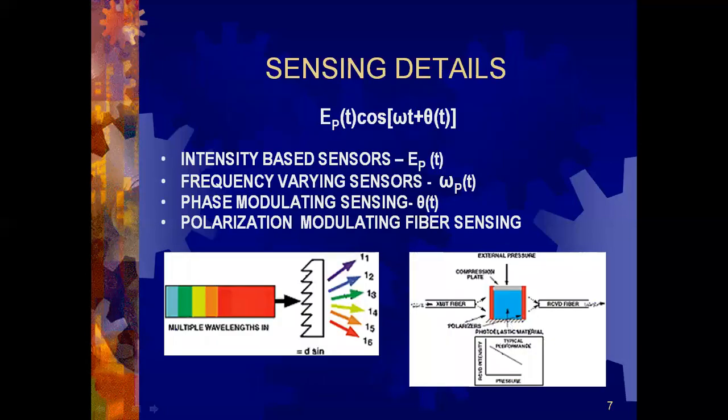Now, what about the sensing details? What property is it going to sense? The first one is the intensity-based sensor. The signal is E_p(t) cos(omega t plus theta(t)). Here, E_p(t) is nothing but the intensity of your optical signal, and the omega term determines the frequency of your optical signal. Phase modulation sensing is determined by using theta(t). Then polarization modulating fiber sensing. So these are all the parameters we are going to measure.